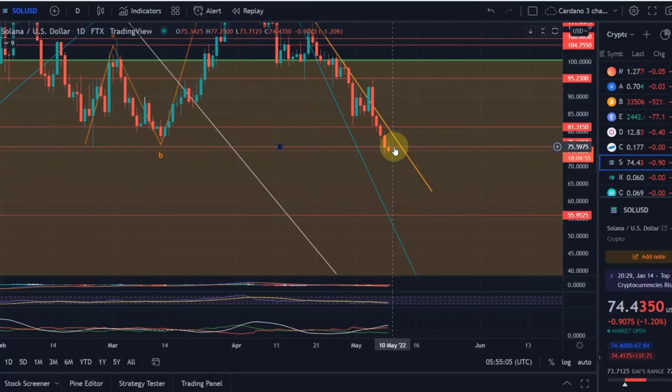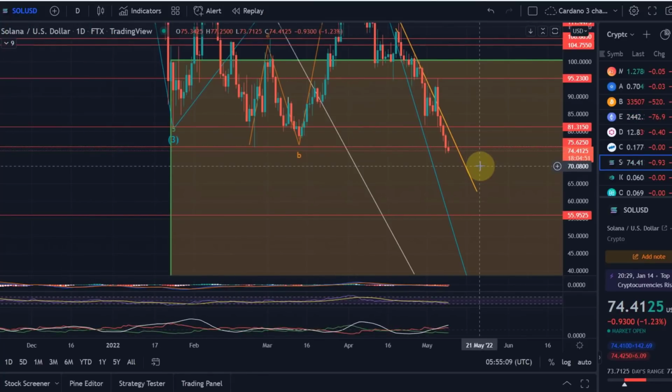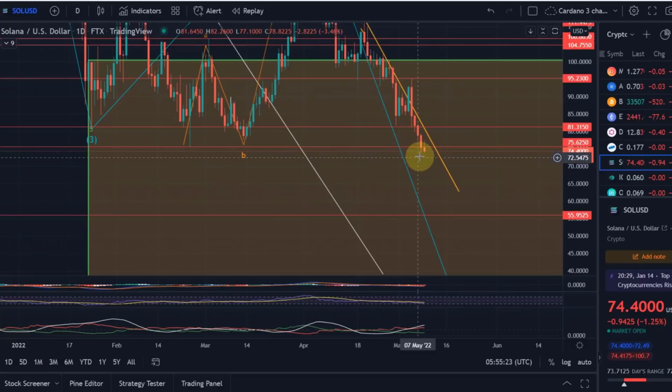Therefore, quite significant here. That $75 level was important support. It was this swing low from the end of February. Quite interesting actually, it's also on the Cardano chart, where this was the 75 cent level. And on the Solana chart, it is the $75 level. Both of them are at a similar price level at the moment. However, Solana is also breaking down, as I indicated in the last video.